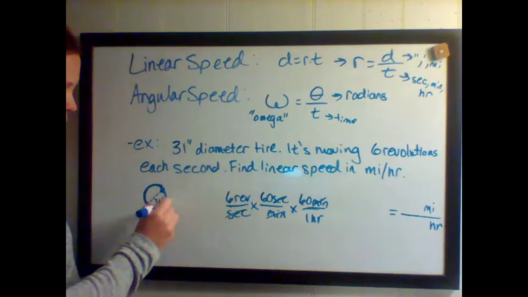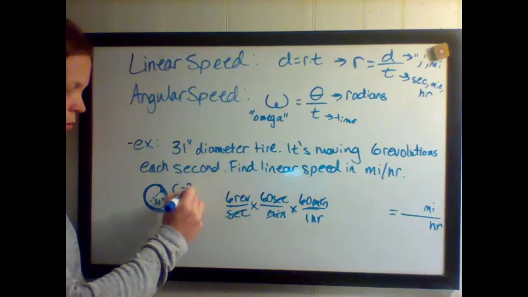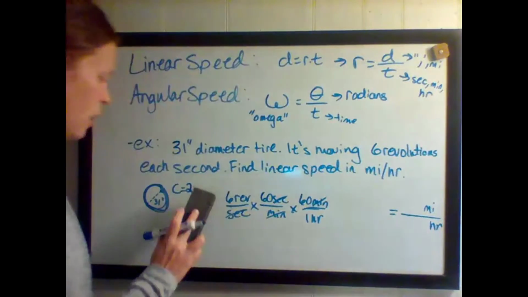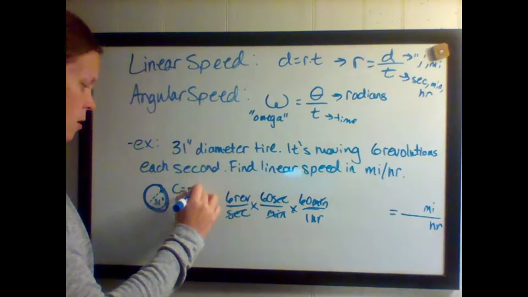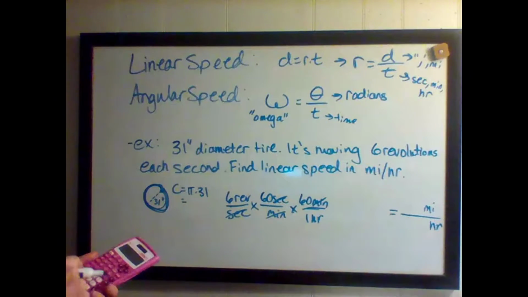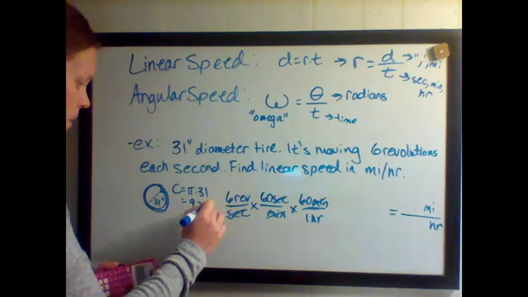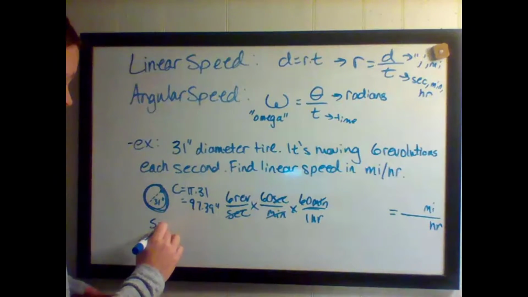So actually, what I can do is use circumference, 2 times pi times radius, or pi times diameter. Let's just do that. Pi times diameter, pi times 31. So my circumference is 97.39 inches.